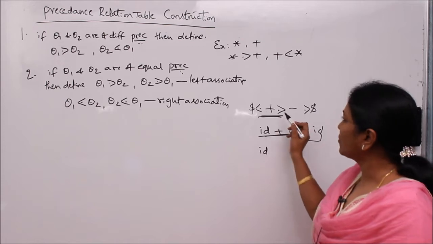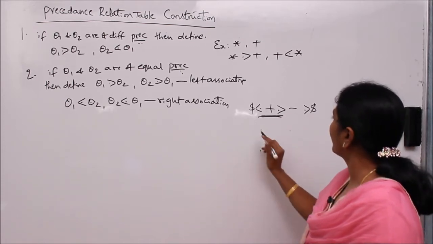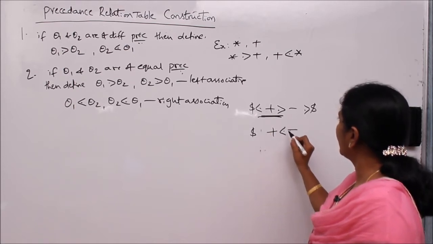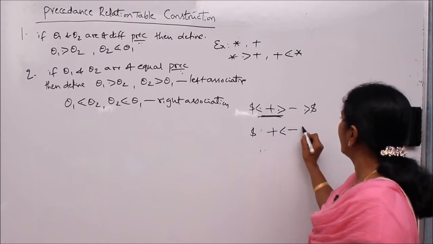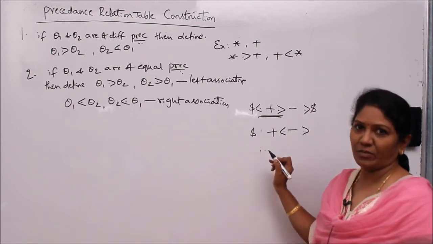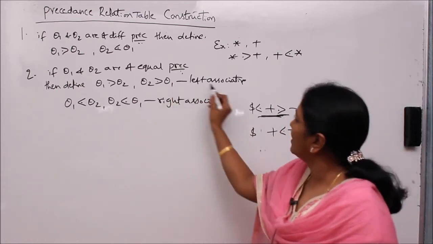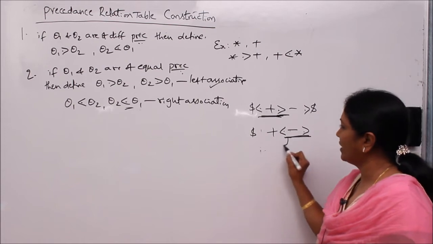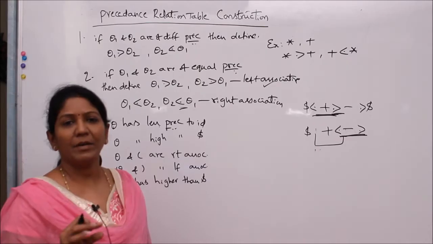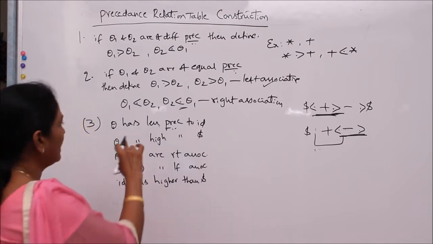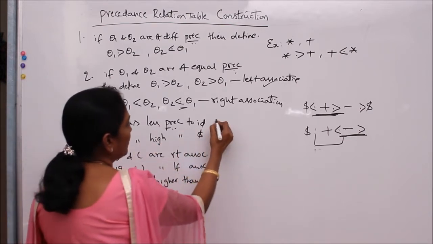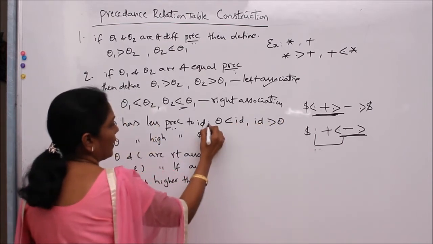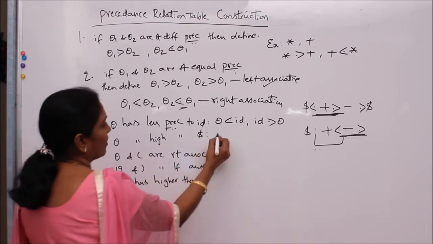If it is right associative, on the other hand, if you put a less symbol here instead of greater, then what happens? First this will be reduced. Since it is a greater symbol here, left associativity. If it is a less symbol, right associativity. First this one, then this part. Okay. Coming to theta with id and dollar, theta has less precedence than id. That means id has even greater precedence than theta. Next, theta has higher precedence than dollar.